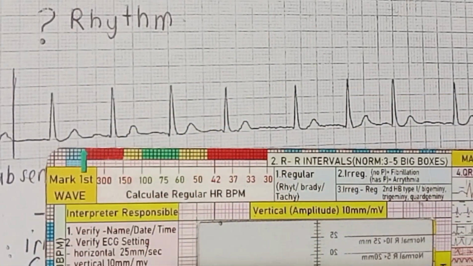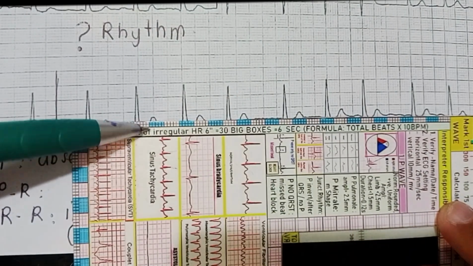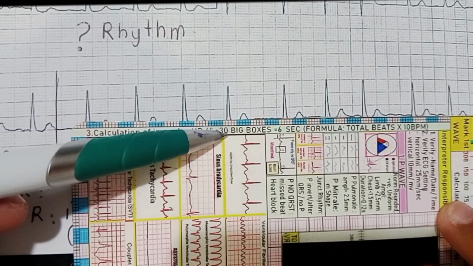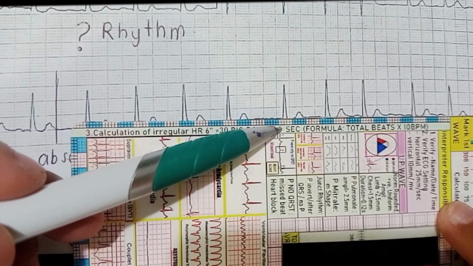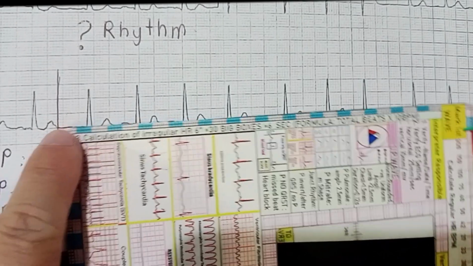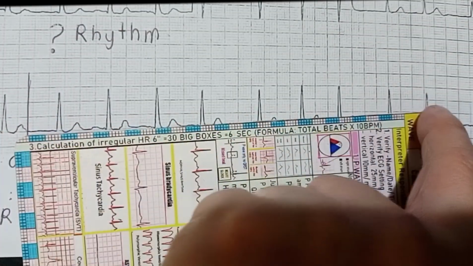Irregular rhythm. So we need to put the scale on the left side. Look, calculate of irregular heart rate. 6-inch is 30 big boxes, means 6 seconds. The formula is total beats in this 6-inch. This ruler is already in 6-inch.